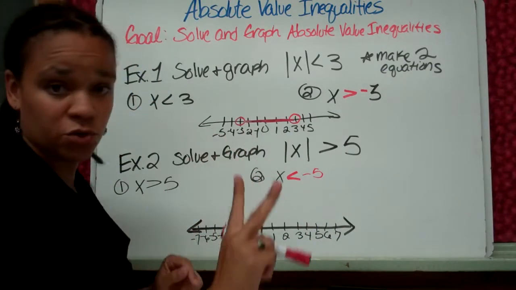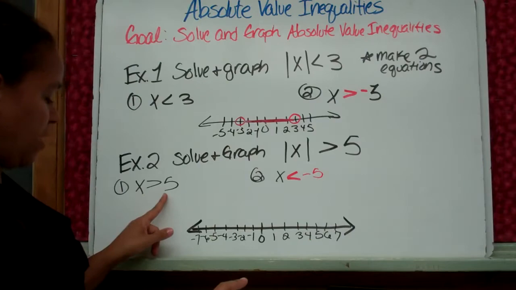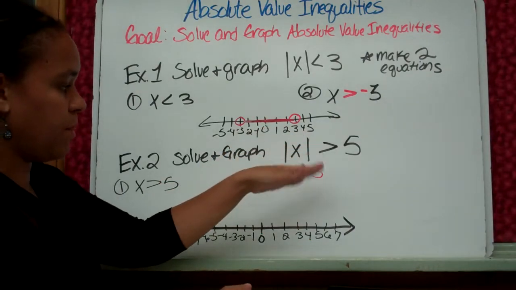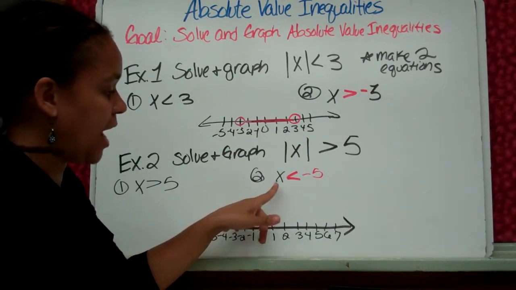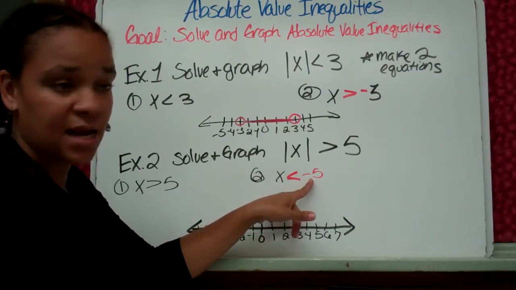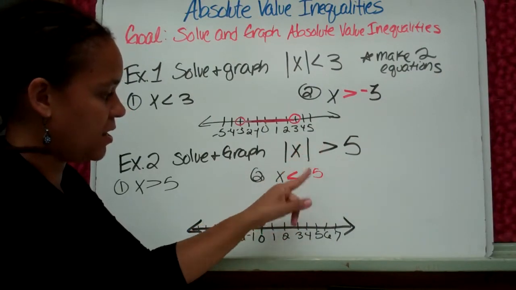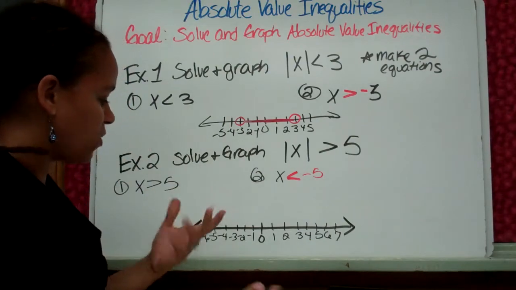So for example 2, it says solve and graph absolute value of x is greater than 5. So we have the two different equations. X is greater than 5, that's just the same without the brackets, and x is less than negative 5. So I flipped the sign, negated the right side. Let's graph both of these.